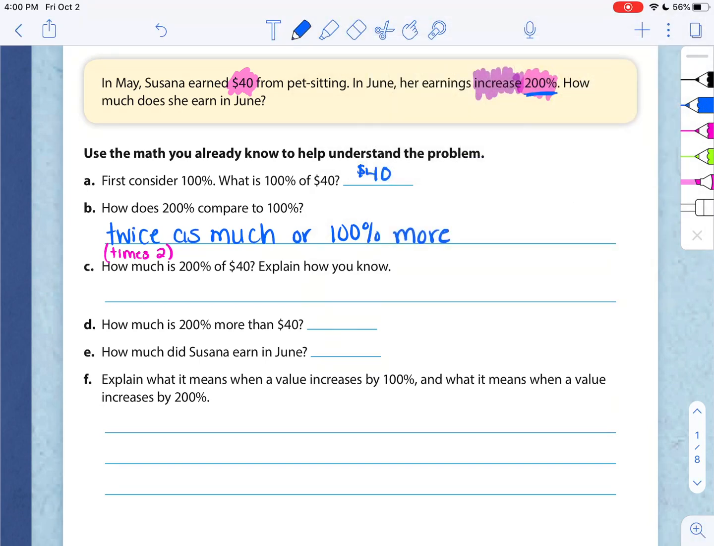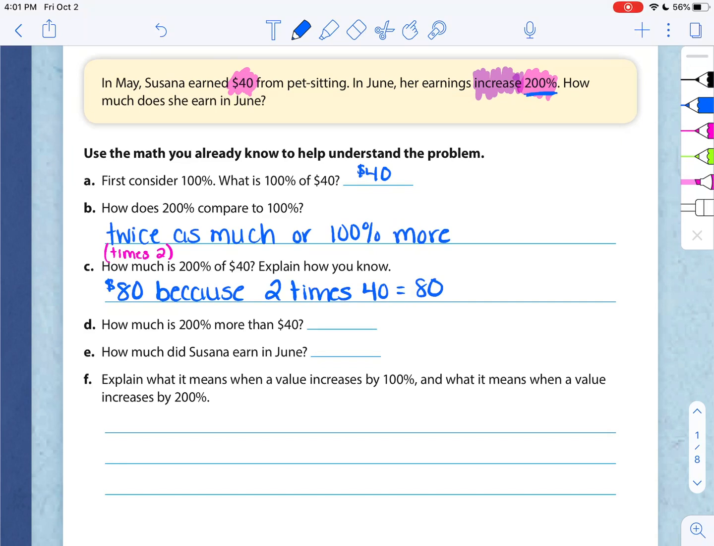How much is 200% of $40, and explain how you know? Well, 200% of $40 would be $80, because 2 times 40 equals 80. And 200% is twice the amount of 100%. So 2 times 100 is 200, 2 times 40 is 80.